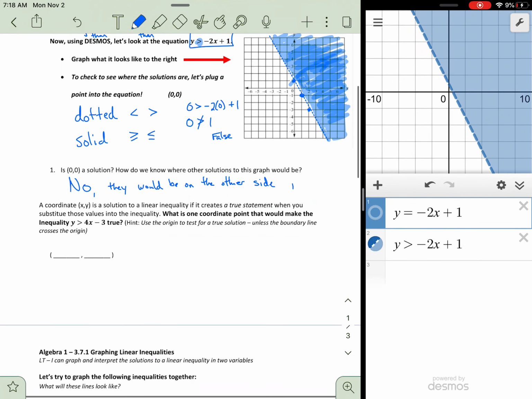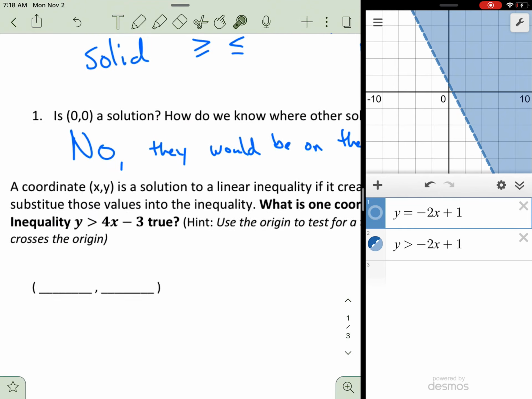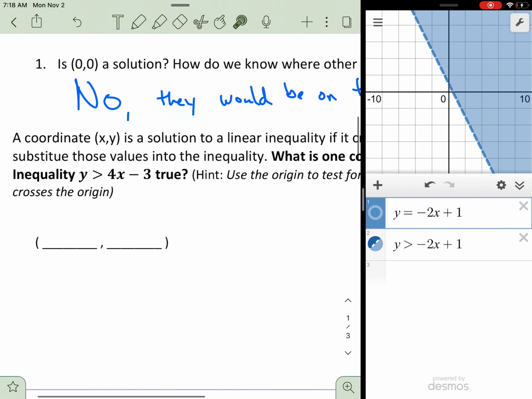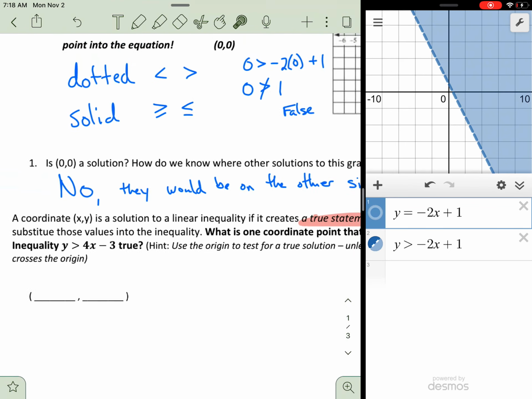Okay. All right, so a coordinate x, y is a solution to a linear inequality if it creates a true statement when you substitute those values into the inequality. So basically what that's saying is that if what we just tried had come out to be a true statement, then we would shade this side. Since it was a false statement, we shade the other side. Okay, what is one coordinate point that would make the inequality y is greater than 4x minus 3 true? Hint, use the origin test for a true solution. Use a boundary line to cross the origin.